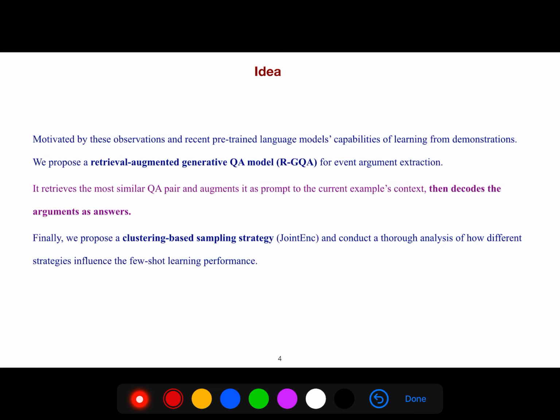And so it retrieves the most similar QA pairs as prompt. Finally, we propose a clustering-based sampling strategy and conduct a thorough analysis of how different strategies influence the few-shot learning performance.